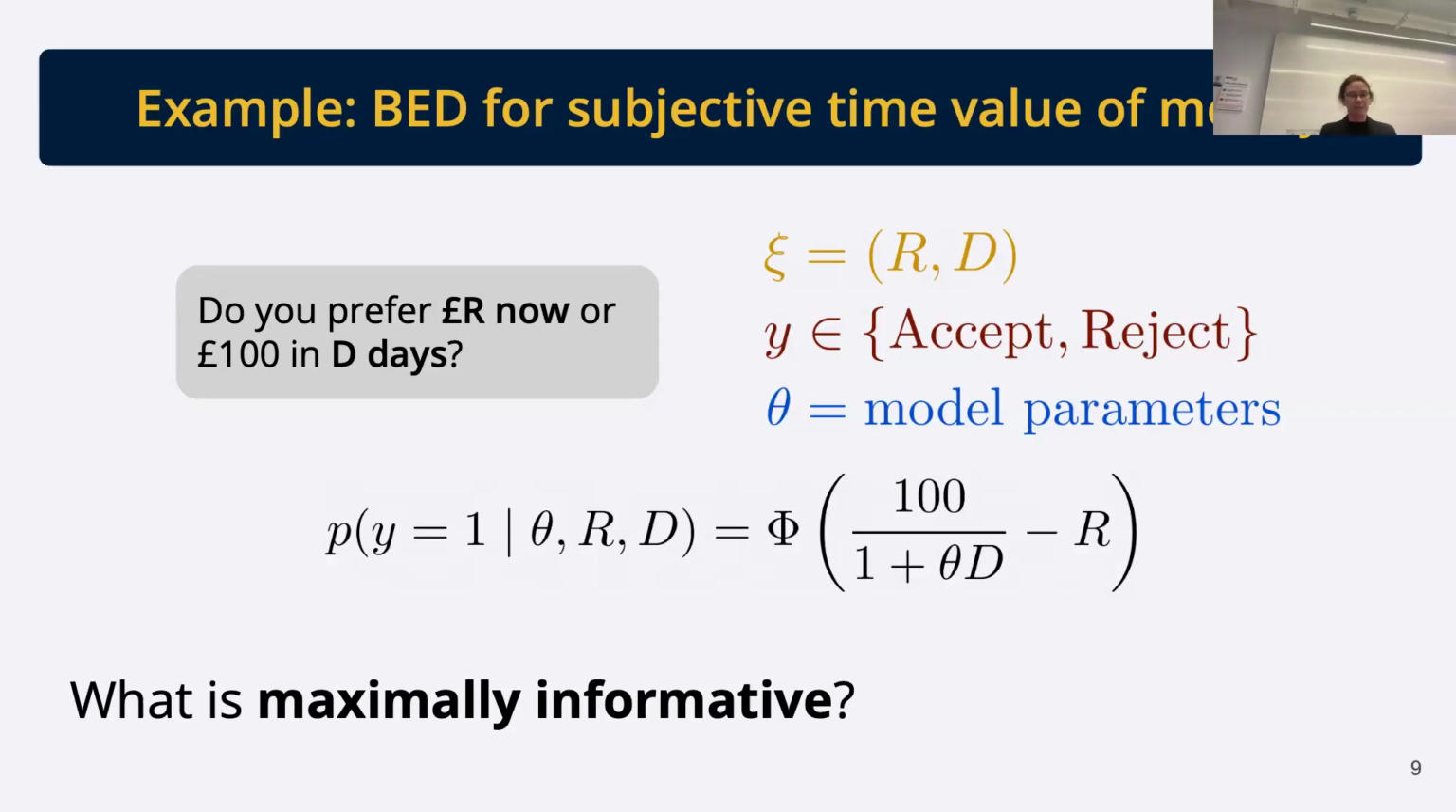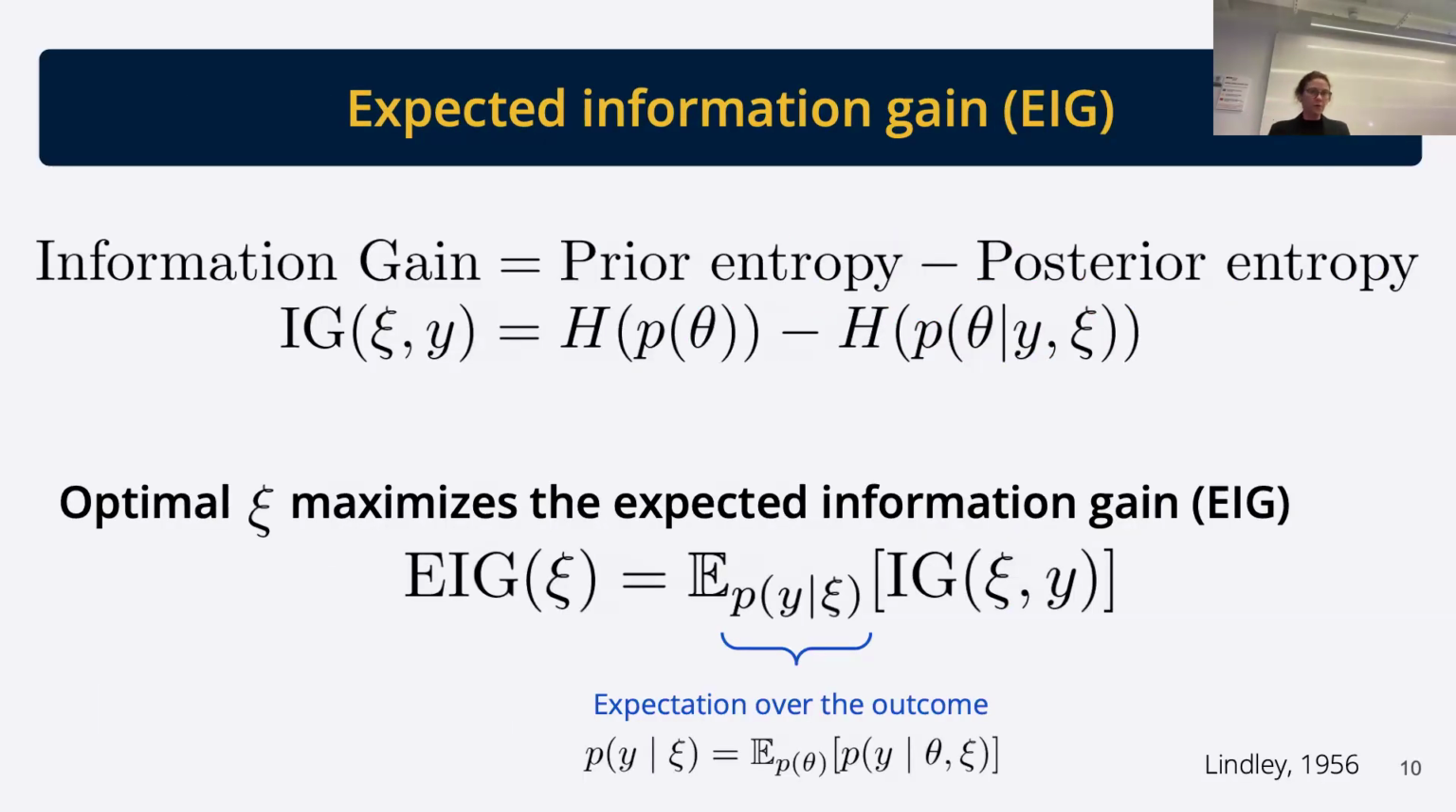Now, what do we mean by maximally informative? The good news is that once we have this model, the notion of information comes very naturally. The obvious thing that we can look at is the information gain, which is defined as the entropy of our prior, and we compare that to the entropy of our posterior, having performed an experiment with design xi and observed an outcome y. Okay, so far so good.